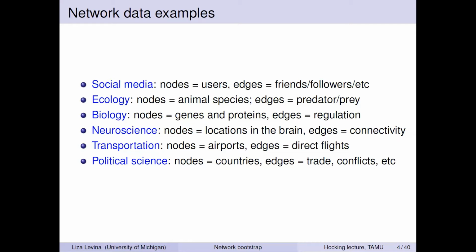In social sciences, people study not just humans, but relationships between bigger entities. You can study relationships between countries, such as trade or conflicts or treaties and so on. So these things are very commonly analyzed in different fields.